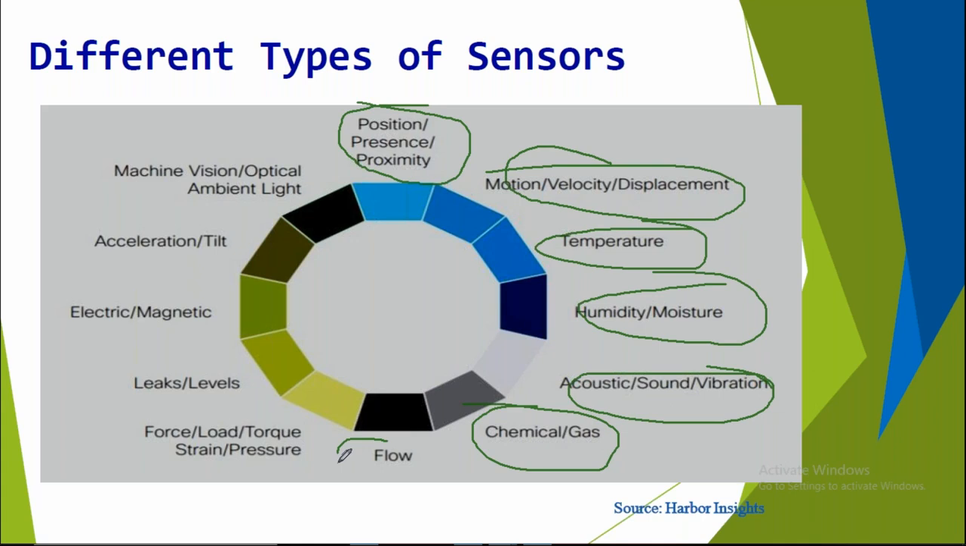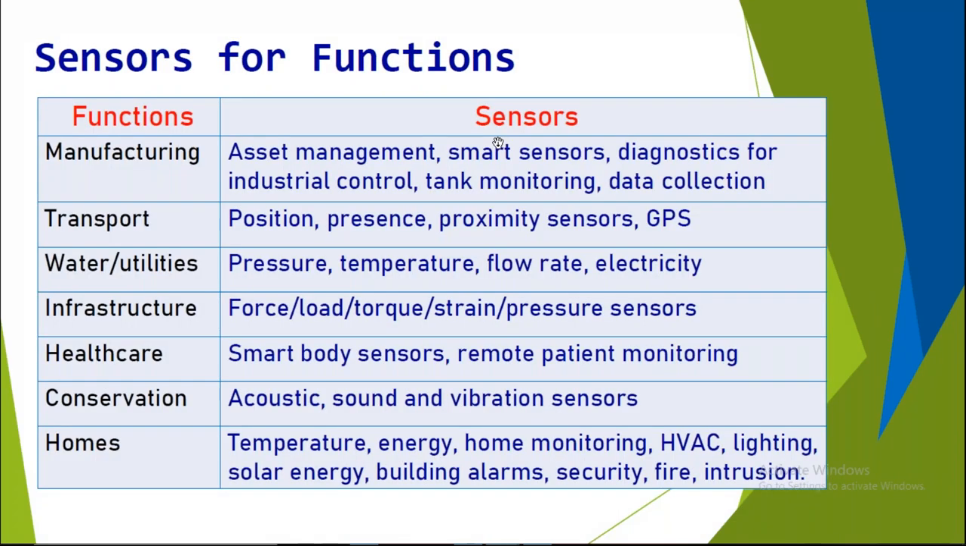And then we can understand the function of each sensor. For manufacturing functions, these are the sensors that are helpful: asset management, smart sensors, diagnostics for industrial control, tank monitoring, data collection. These are the sensors for manufacturing functions.